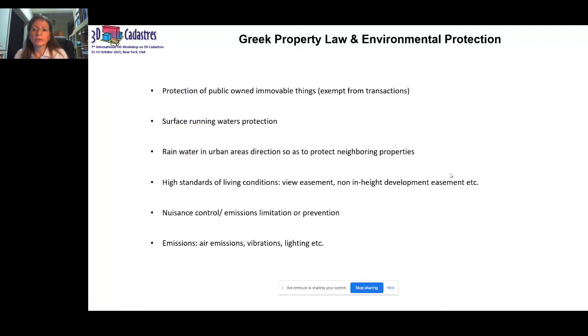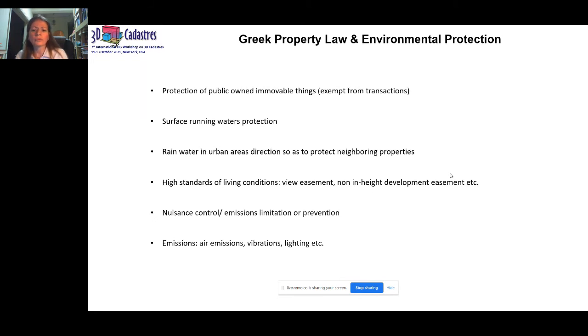Greek property law has many provisions for environmental protection. For example, it has provisions for the protection of publicly owned immovable things, which are exempt from transactions, such as beaches, seashores, forests, etc. It has provisions to protect surface running waters, and provisions for rainwater in urban areas so as not to affect neighboring properties. It also has conditions regarding high living standards.